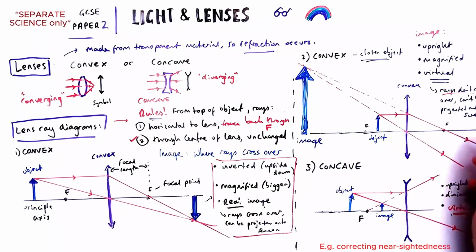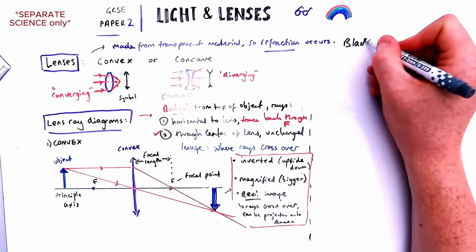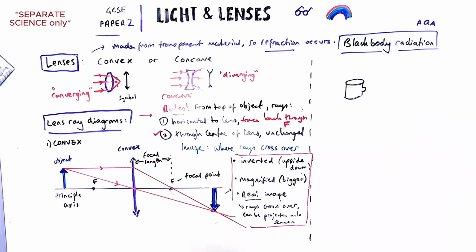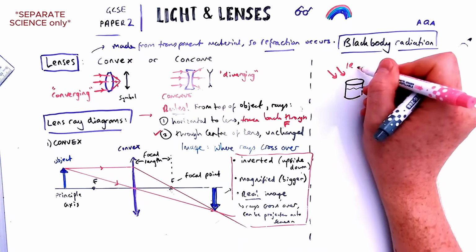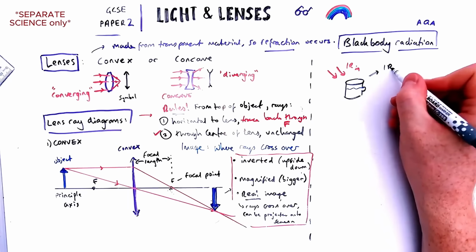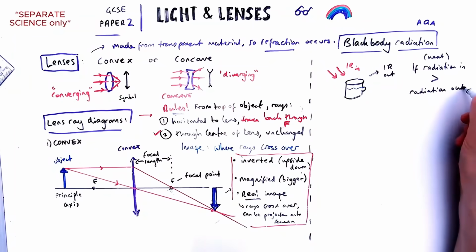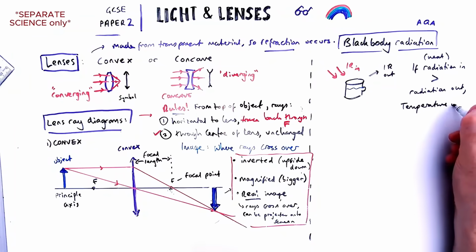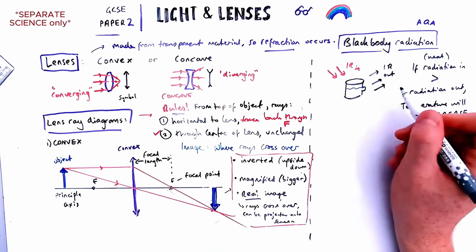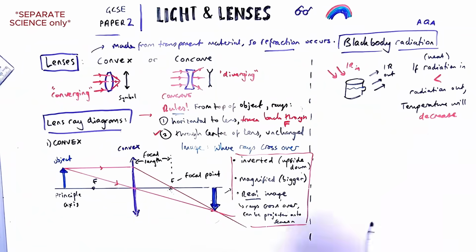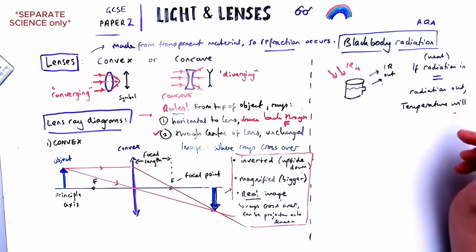Next we're going to talk about blackbody radiation, which again is only for separate science students. So let's say we've got a cup or a mug of water, for example, and I've got a heater. So if I was to provide it with some heat or some infrared radiation in, and it's going to re-emit some of that back into the surroundings. Now, if there is more infrared radiation in than there is coming out, that means the temperature of the mug or of the liquid will increase. If I was to reverse it and there's more infrared or heat coming out than going in, the temperature would decrease. And if they are equal to each other, the temperature will stay constant.